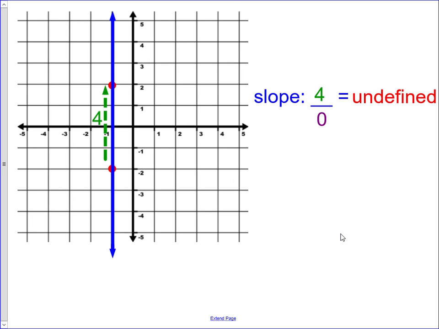All right, we've gone over how to count the slope, and we've done an example of each type of slope. As you begin your lesson today, be sure to think about these notes, and if you have any questions, be sure to ask.